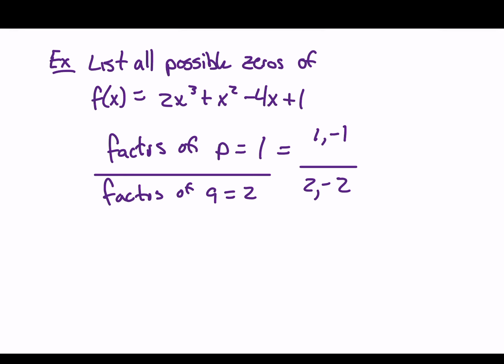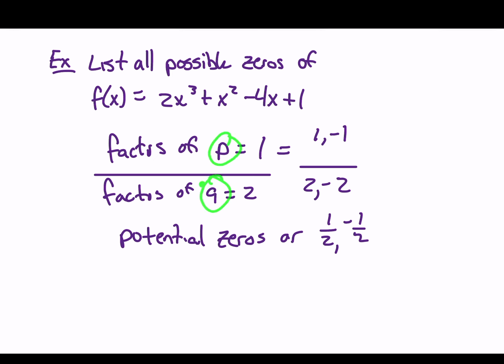So potential zeros are 1/2, negative 1/2, and let's see, I think that's all. We get plus or minus 1/2. Okay, so those are our two potential rational zeros, and that's all that we get. So what we do is we list the factors of P and the factors of Q, and we see what our possibilities are. Let's try one more example.